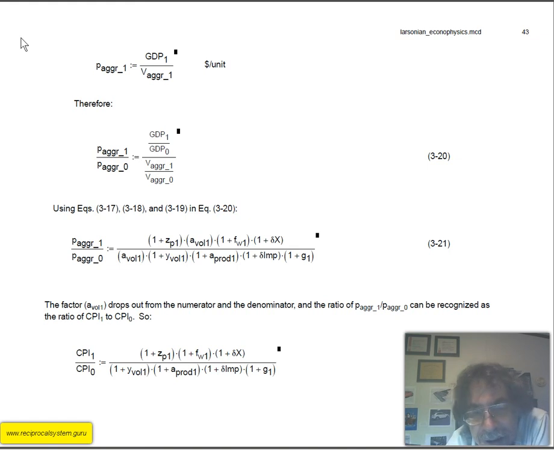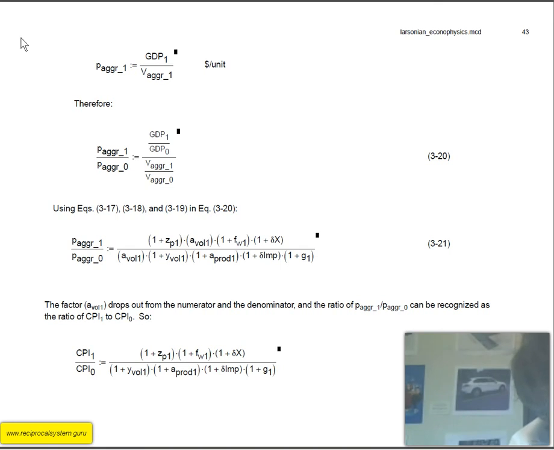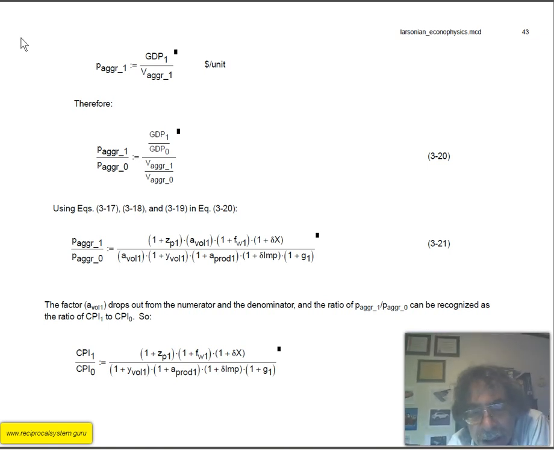So now using equations 317, 318, 319 in equation 320, we get P sub aggregate 1 divided by P sub aggregate 0 equals that expression there that you see, which I'm not going to read again. But, of course, the factor A vol 1 drops out from the numerator and the denominator, and the ratio of P aggregate 1 to P sub aggregate 0 can be recognized as the ratio of CPI 1 to CPI 0. So now we get the CPIs in here. CPI sub 1, that's CPI in year 1, divided by CPI in year 0 is equal to that right-hand side that you see there for equation 322.